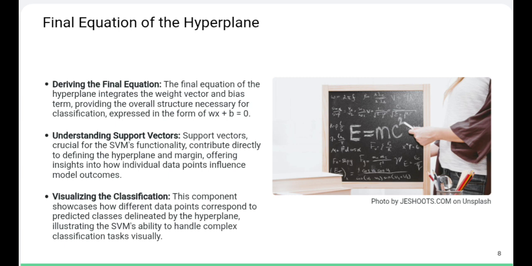Lastly, visualizing the classification. This component showcases how different data points correspond to predicted classes delineated by the hyperplane, illustrating the SVM's ability to handle complex classification tasks visually.